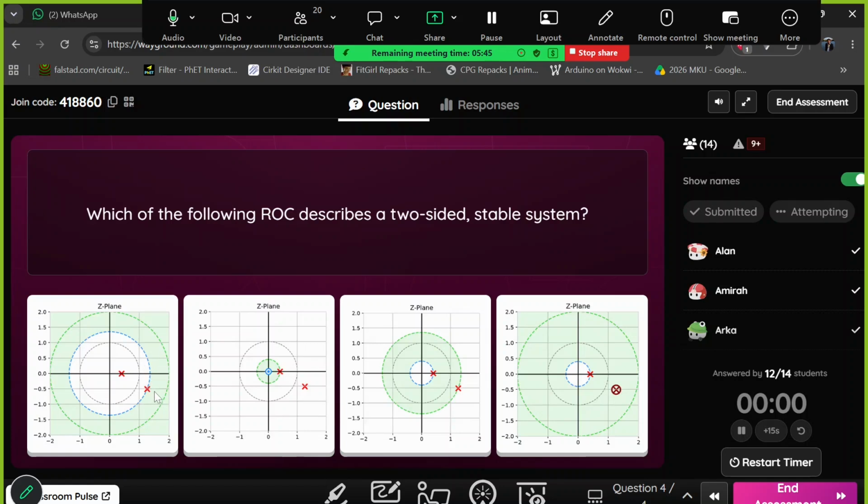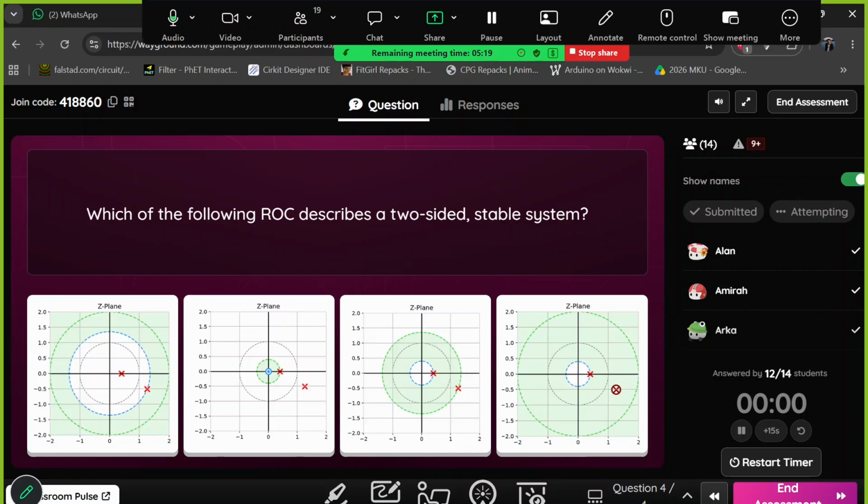Option A is also not a ring. So that leaves only option C. The only ROC that actually forms a ring is option C. And as you can see, the unit circle is already inside this ROC. So it is stable. So the answer is C. So be careful.